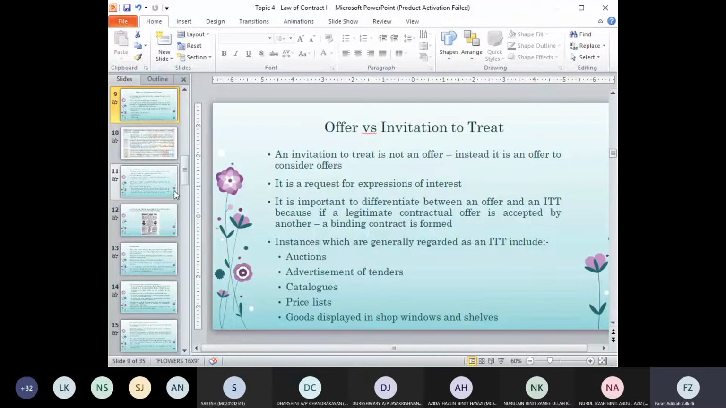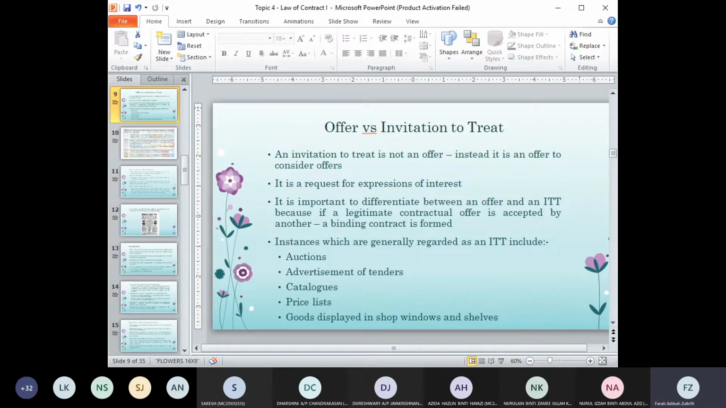Okay, so there is this term which we call invitation to trade. In certain situations, even though it seems like it is an offer, it is not an offer. It is actually an invitation to trade. It's not an offer. An invitation to trade is an offer to consider offers.